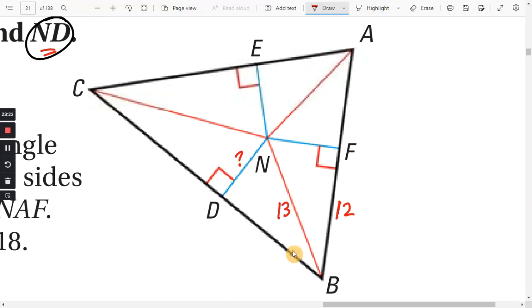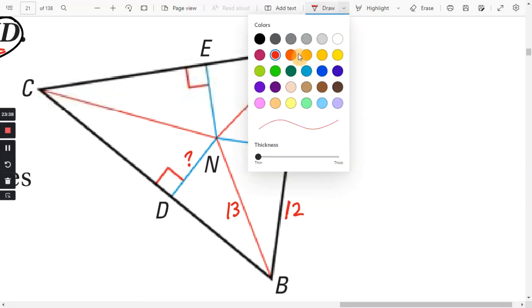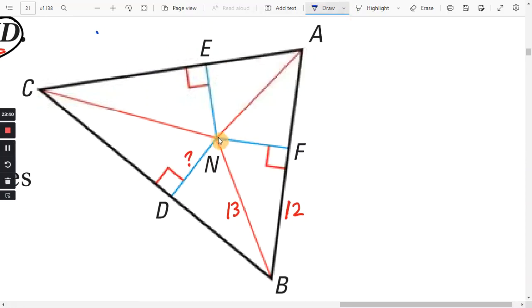I'll give you a hint. If you find NF, you also have ND. So use Pythagorean theorem right here. You may have to round to 1 decimal. I'm not sure. Okay, so we know that this is the in-center, so that means ND is the same length as NF. So if I can just solve this, I'll have this.